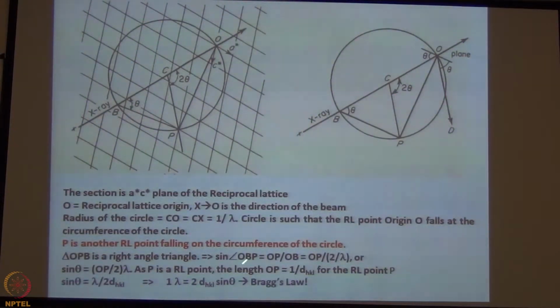And then I am changing that sine OBP to sine theta, and rearranging it as OP by 2 into lambda. Now P being the reciprocal lattice point, we can replace OP by 1 by d_hkl. So if you put OP equal to 1 by d_hkl, it simply becomes lambda by 2 d_hkl. So on rearrangement, it is nothing but Bragg's law.